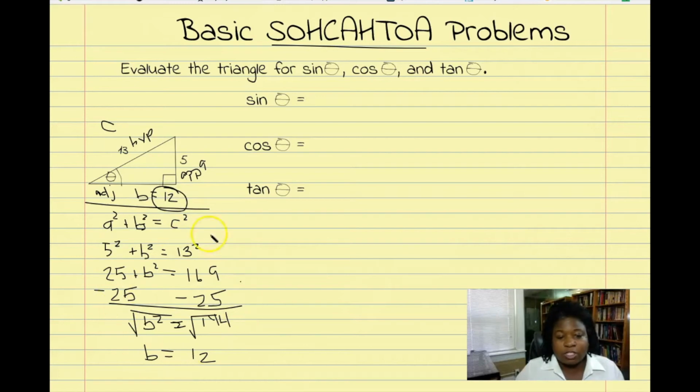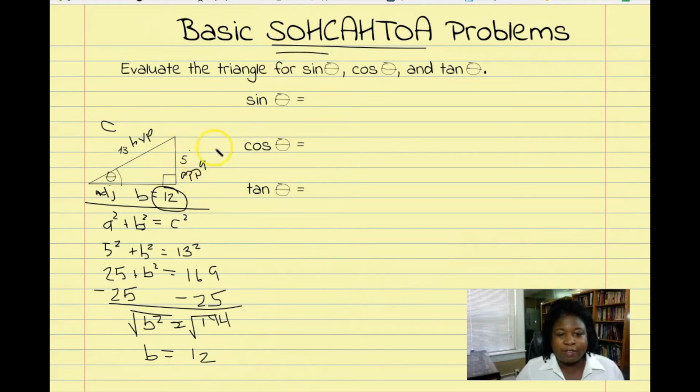Now I mentioned before there are a couple of ways to find the missing side length. One was to actually do the Pythagorean theorem. The other is to know that there is a such thing as a 5, 12, 13 triangle, and that's a right triangle. If the hypotenuse is 13 and one of the sides is 5, the other side is 12. That's one of those sort of special triangles. The one that we worked with before was a 3, 4, 5. That's another special triangle.